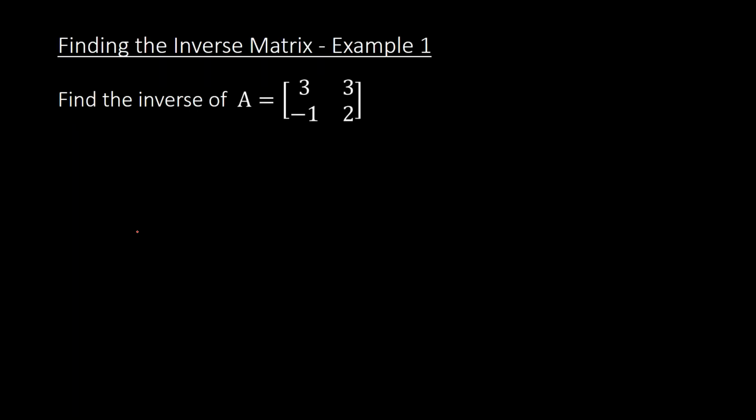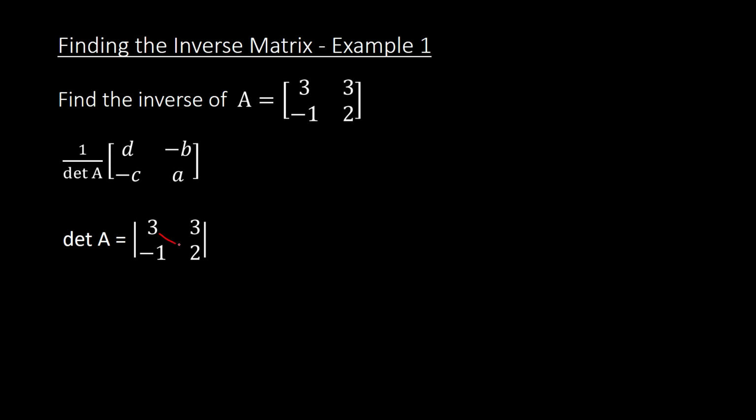So here's an actual example with real numbers. We're trying to find the inverse of matrix A. Well, to do that, as we said, we need to find 1 over the determinant of A first. So what is the determinant of this 2 by 2 matrix? Well, to do that, I take 3 times 2, and then subtract 3 times negative 1. So I have 6, and then minus 3 times negative 1 gives me a negative 3. I minus the negative, which gives me a positive 9. So now I have 1 over determinant A, which is 1 over 9.